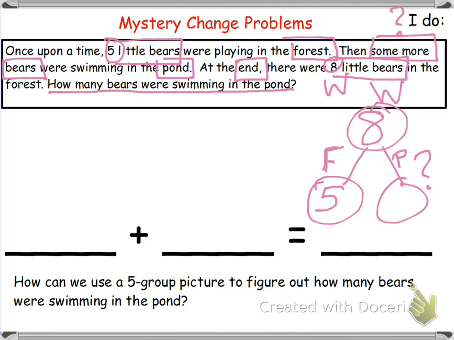Okay, now we're going to use the counting on strategy to figure this out. So we're just going to draw the part we know, and count on until we get to our whole. So let's do that. What is the part we know? 5. So 1, 2, 3, 4, 5. Now I'm going to count on until I get to our whole, which is 8. Whenever I'm counting on, for each new number I say, I'm going to add an X for it.